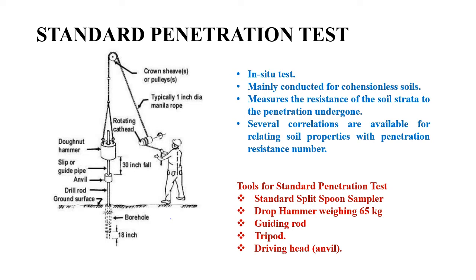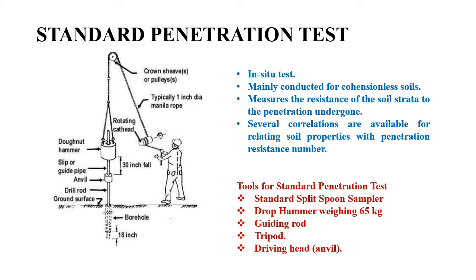Now this is an in situ test which is conducted on soils, and it is mainly conducted for cohesionless soils. Though we can conduct it for cohesive soils as well, it would not yield very reliable results for cohesive soils. So the standard penetration test is more suitable for cohesionless soils. The parameter that we obtain from this test is called the penetration number, designated as capital N. As the name suggests, we measure the resistance of the soil against the penetration which is applied.